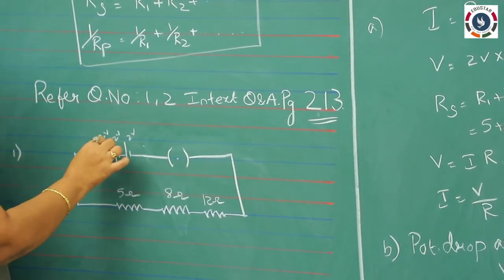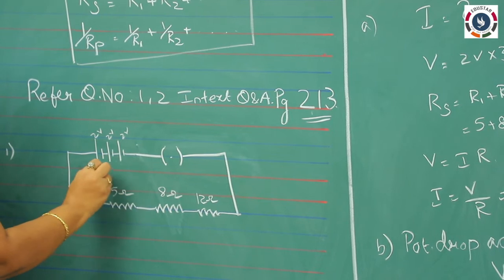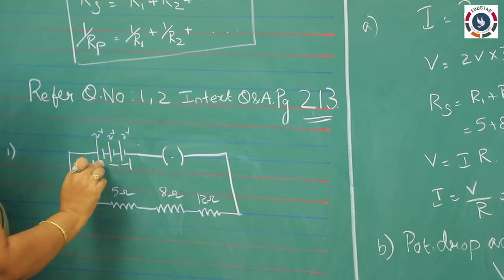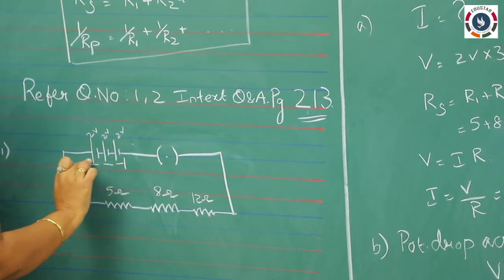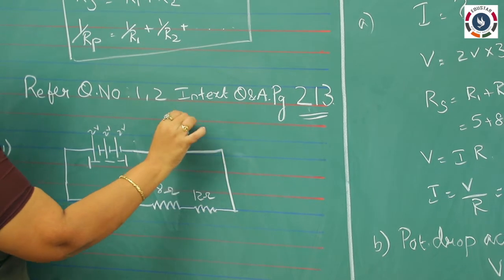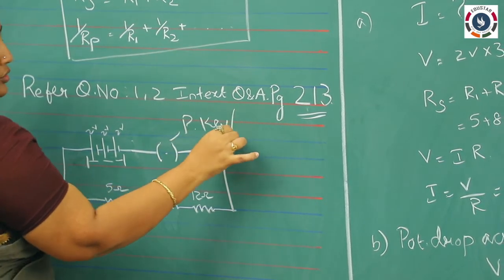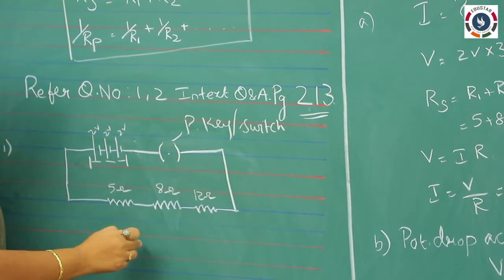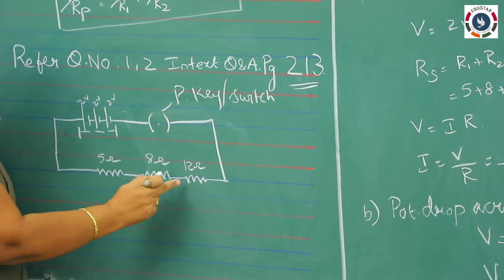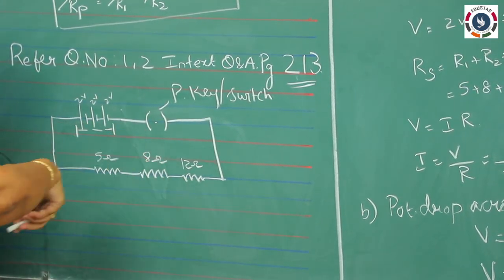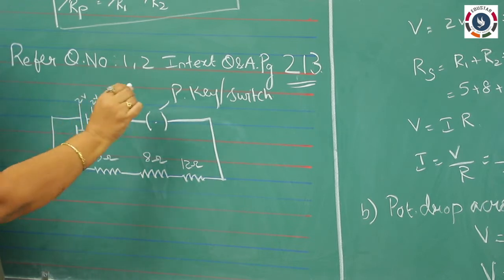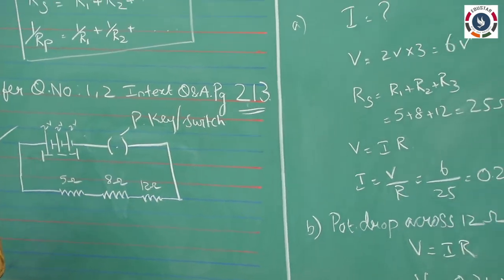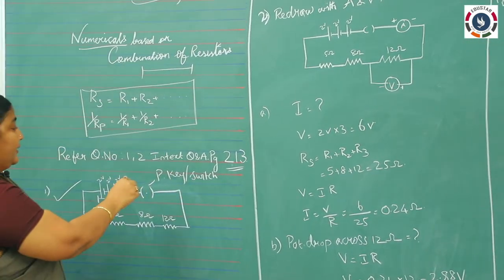They said 2 volt each, 3 cells: this is one cell, this is another cell, this is another cell. So we have constructed three 2 volt cells in series along with the plug key, which can also be known as the switch of the instrument. Then we have connected in series a 5 ohm resistor, an 8 ohm resistor and a 12 ohm resistor, and closed the circuit. So, we have constructed the circuit diagram as per the information given. This is question number 1.